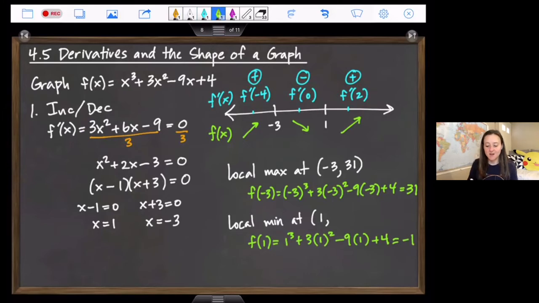And I got a y coordinate of -1. So we're going to have a local min at (1, -1). Let's go store that information on our graph.